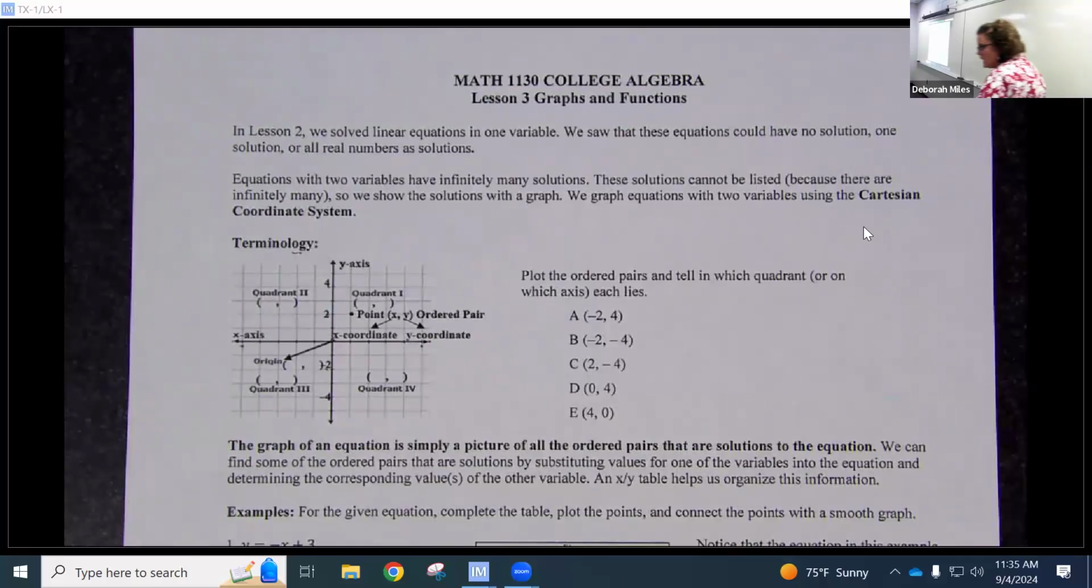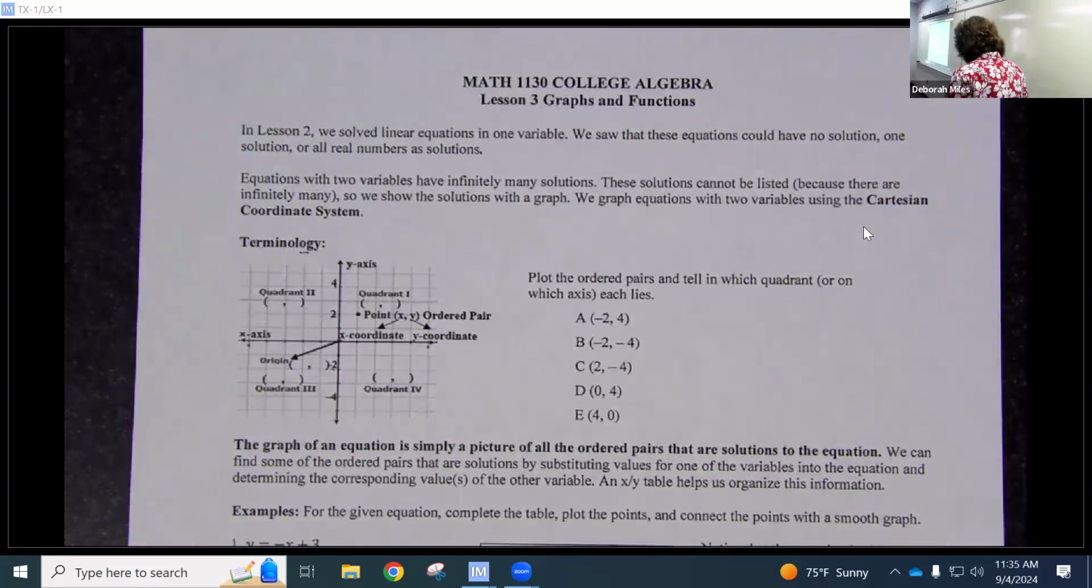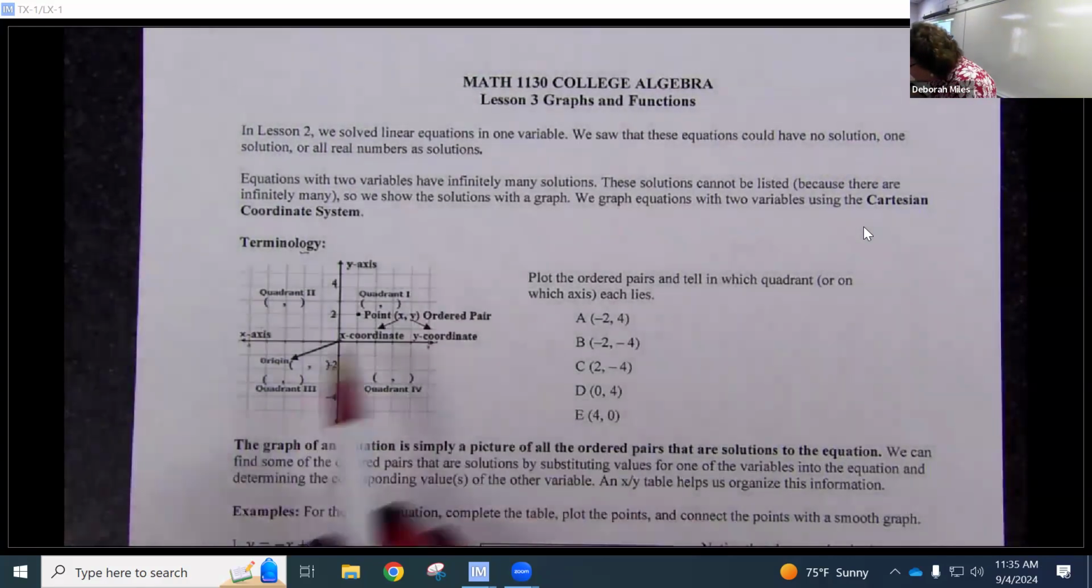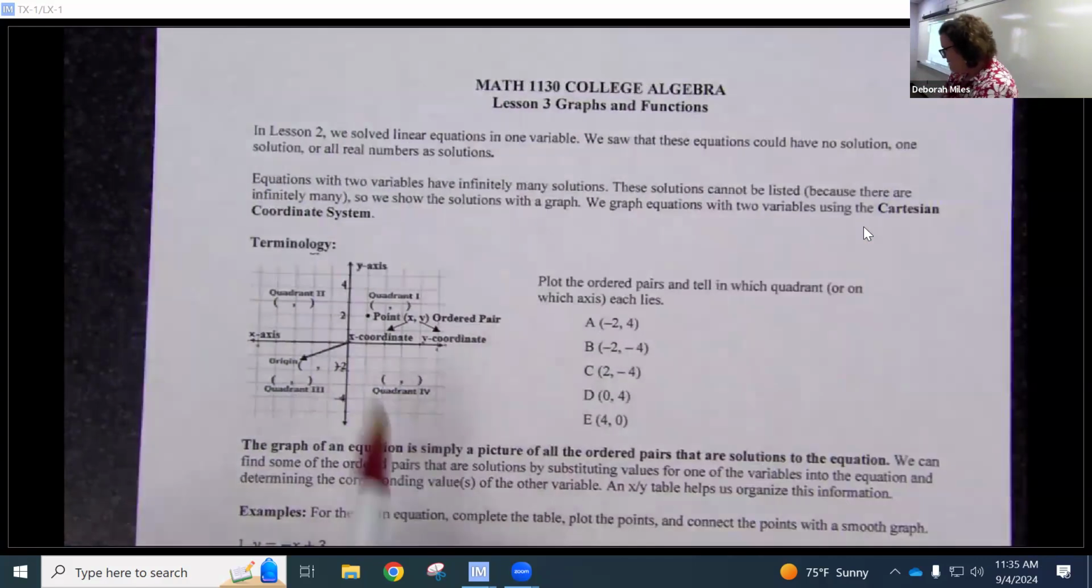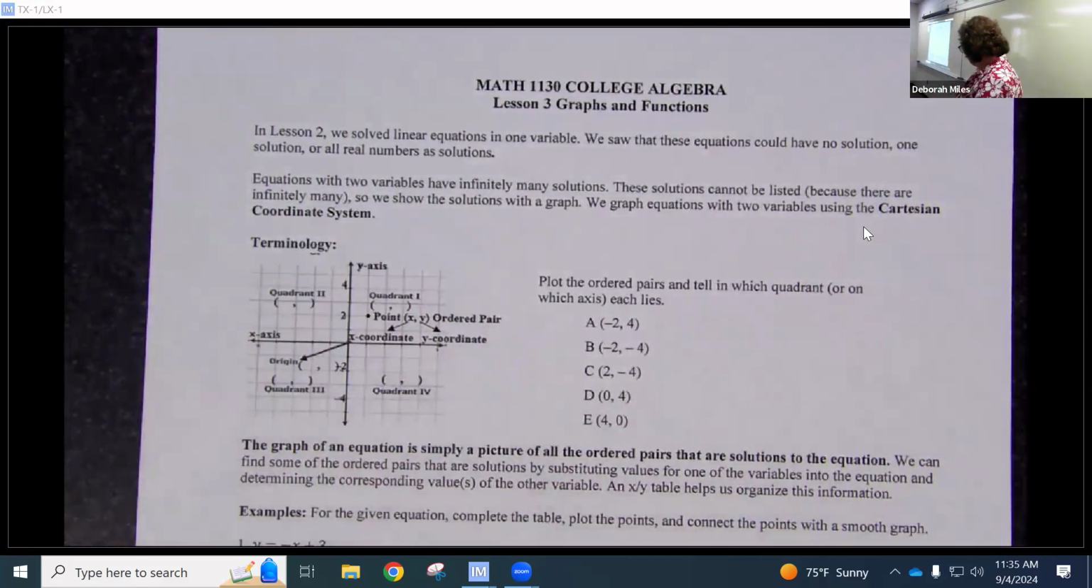Alrighty. Lesson 3 is graph of and functions. We're going to talk about what is the graph of an equation, and then we're going to talk about an alternate way to write equations as functions. First, we need to review some basic terminology, and all of this terminology I have incorporated on that graph.